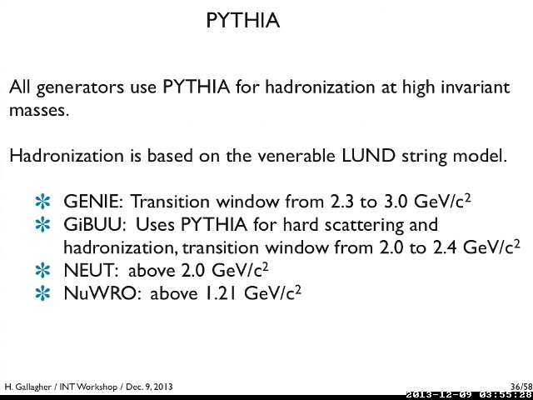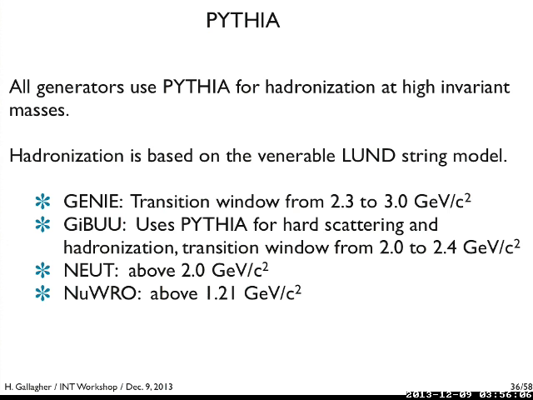All right. So one common ingredient in all these generators is that when we're at very high invariant masses, in this well established DIS region, we all use Pythia, at least for the hadronization, and in some cases also for the generation of kinematics. So all of our codes make some kind of a transition. NEUT actually uses Pythia for the non-resonant piece all the way from inelastic threshold. But we transition over some range of invariant masses, typically into hadronization using the Lund model.